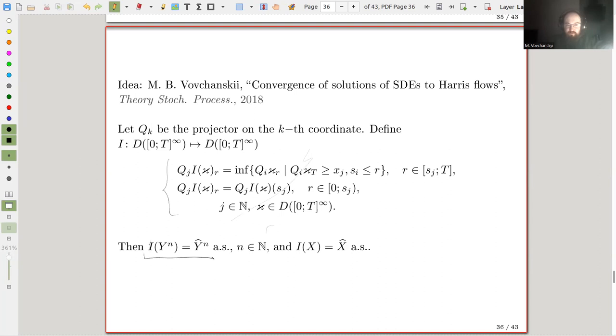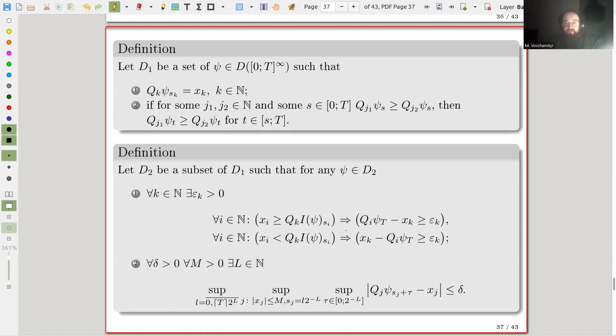This mapping gives you the dual flow, and this mapping, when applied to the discretized version of the flow, gives you the discretized version of the dual flow. To prove this, we need to introduce two subsets of our D. The first subset is just a set of trajectories that never cross each other, but they may meet and merge, and start at the points where we start originally. And the second is a subset of this set of good trajectories that satisfy two properties.